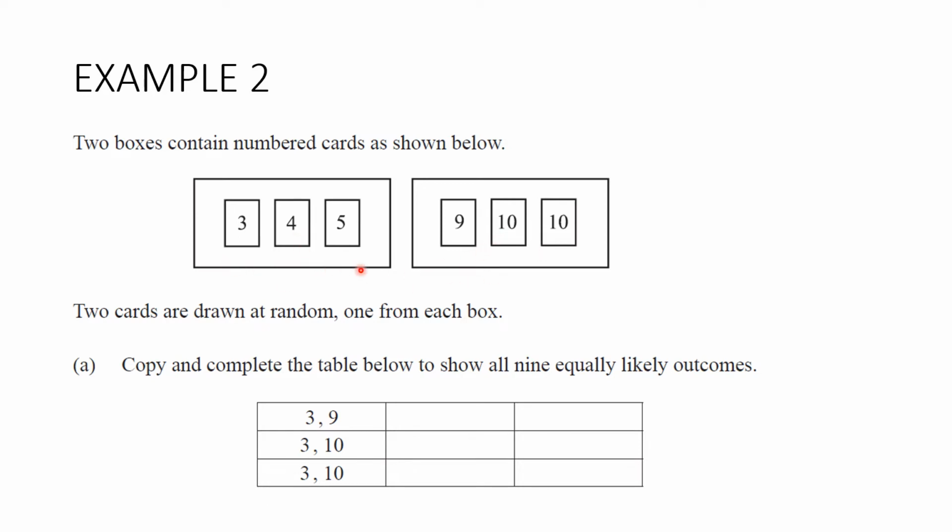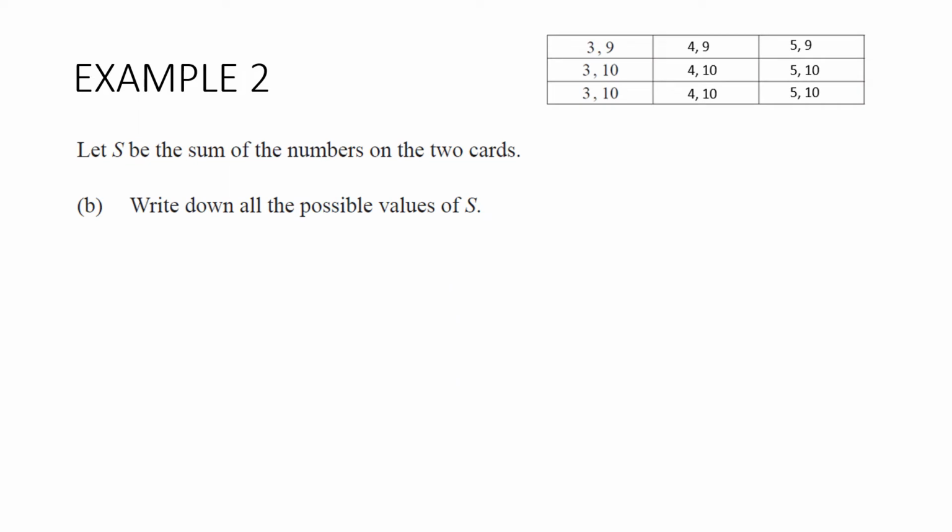So what else could we have? We could have a 4 and a 9, a 4 and a 10, a 4 and a 10. Or we could have a 5 and a 9, a 5 and a 10, and a 5 and a 10. Let S be the sum of the numbers on the two cards. Part B, write down the possible values of S. So summing these numbers, we could get 12, 13, 13, 13, 14, 14, 14, 15, 15. Now it's not asking us to duplicate those numbers, just to write down all the possible values. So we could get 12, 13, 14, or 15.